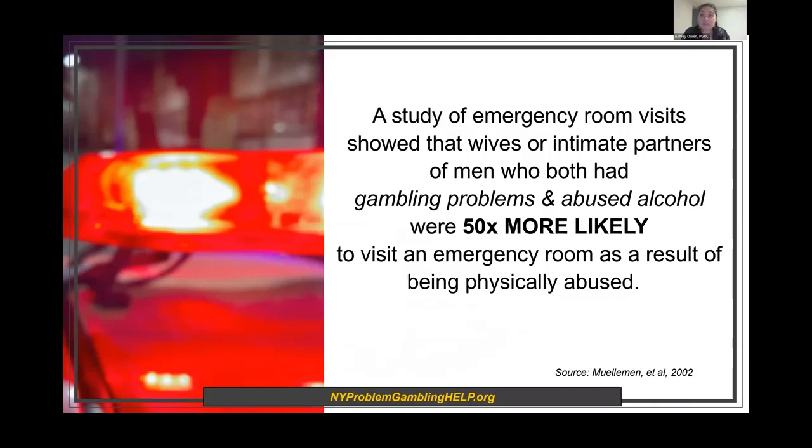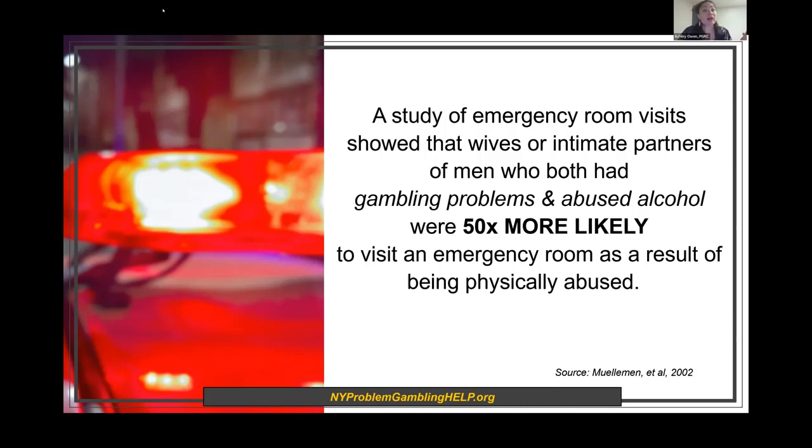So one study we found was done a while ago, put out in 2002. But look at this staggering overlap. A study of emergency room visits showed that wives or intimate partners of men who had both gambling problems and abused alcohol, so this is about their spouse or boyfriend or husband, if their spouse, boyfriend, or husband had gambling problems and abused alcohol, these women were 50 times more likely to visit an emergency room as a result of being physically abused.